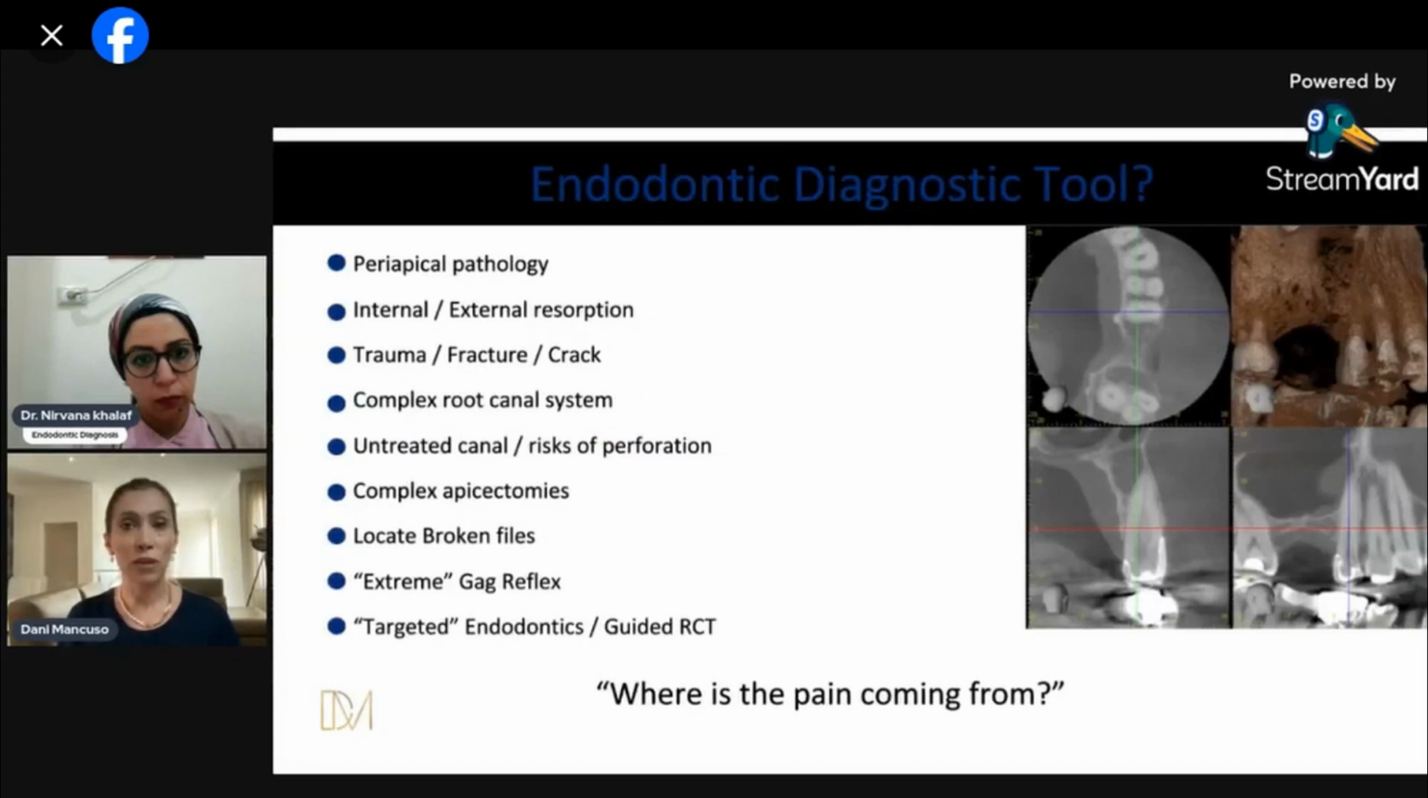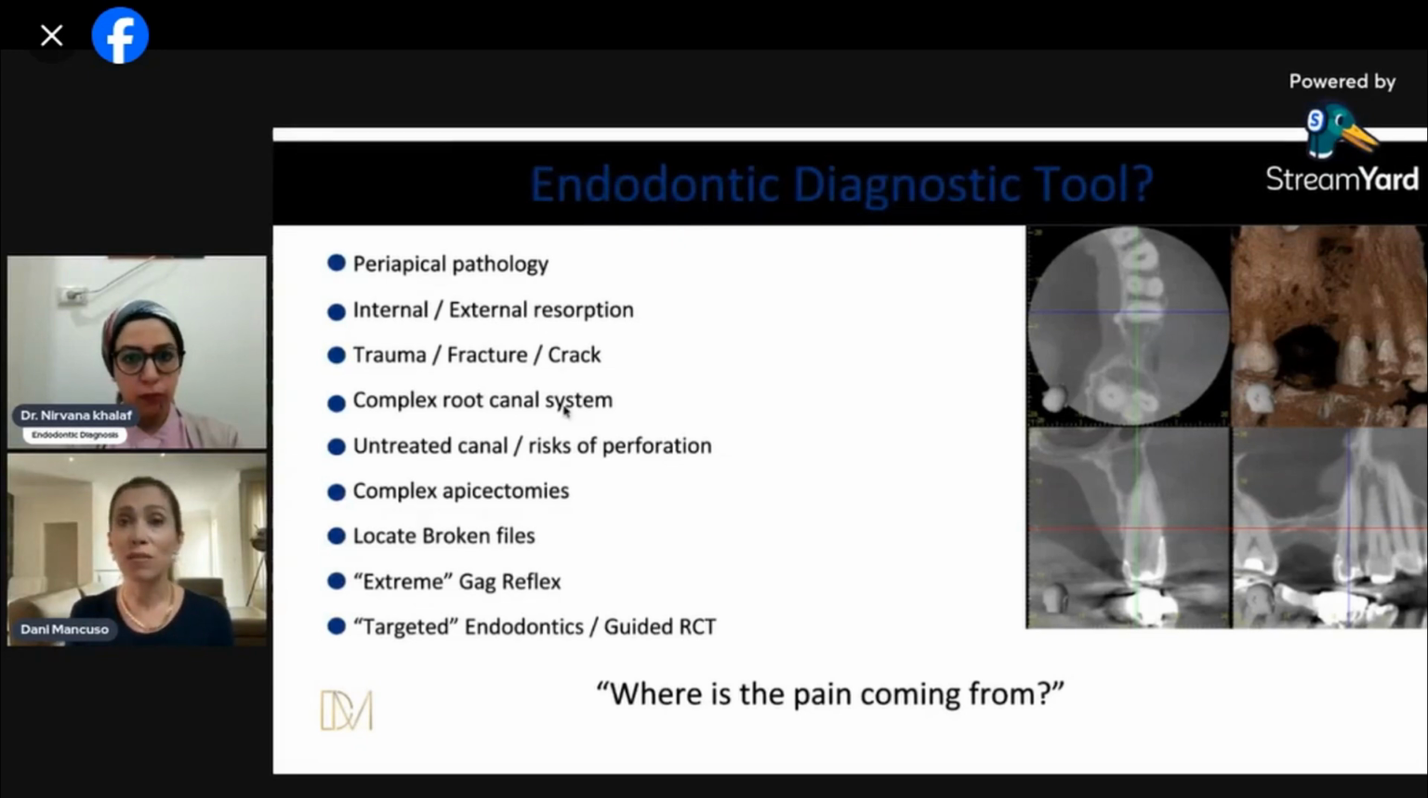And what do we use that for? There are several things that we can use the CBCT for. We use it when we have any periapical pathology that we cannot see, or internal or external resorptions, trauma, complex trauma, fracture and crack. I would say CBCT is not really designed to see cracks, because if the crack is in the early stage, you won't see it. If it's a separation, you will. Or if there is any bone loss in the direction of the crack, then you will see that as well. But the crack itself, you may not be able to see.